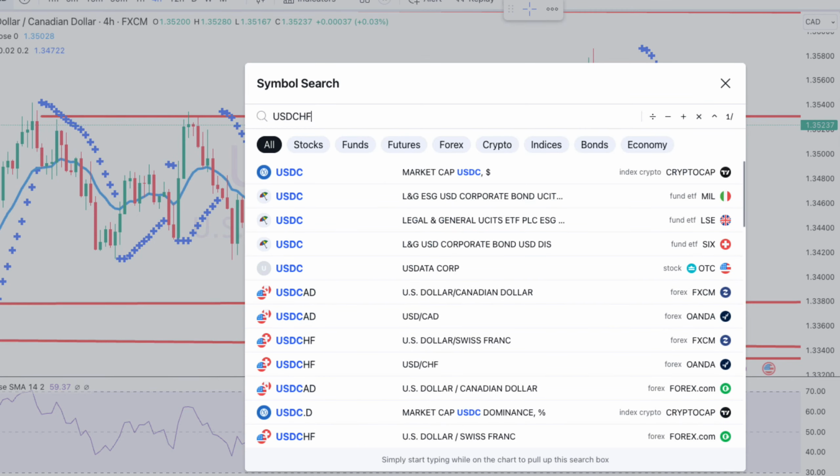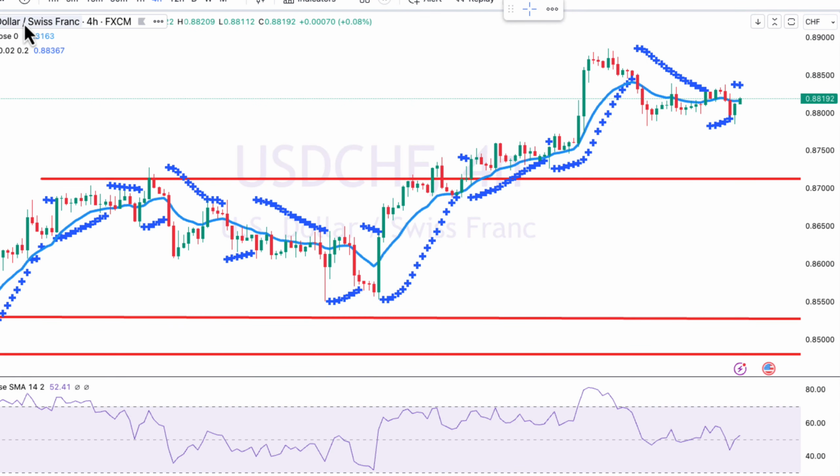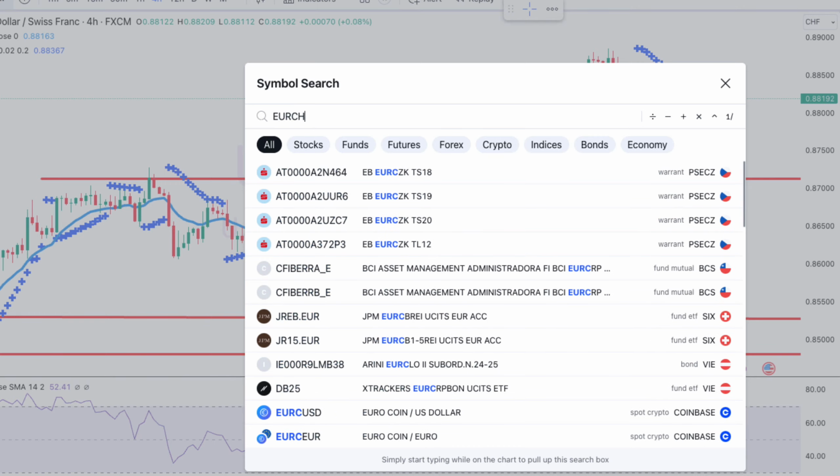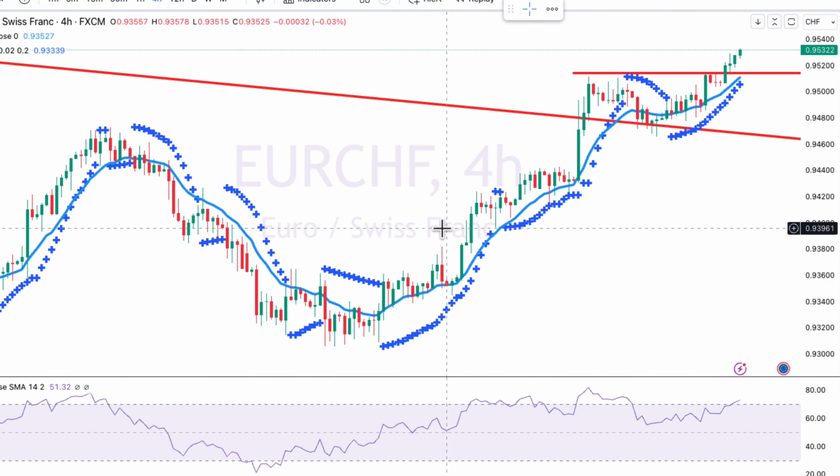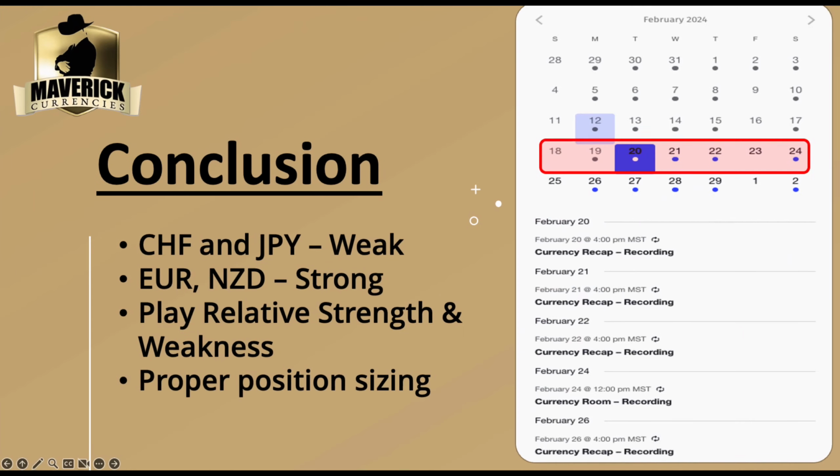I do like dollar Swiss franc on a 4-hour chart off this pullback. And then I also like Euro Swiss franc. So these are the pairings that I do like here. I think Euro Swiss franc looks the best to me overall. So that's the game plan here.